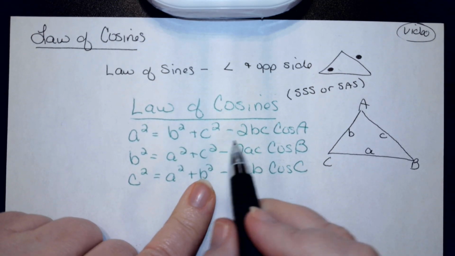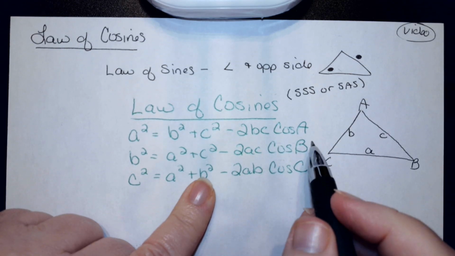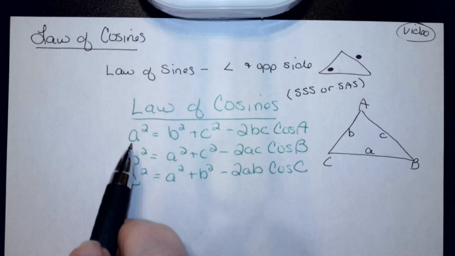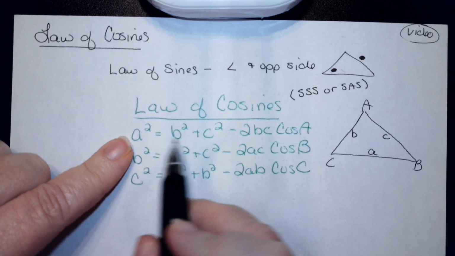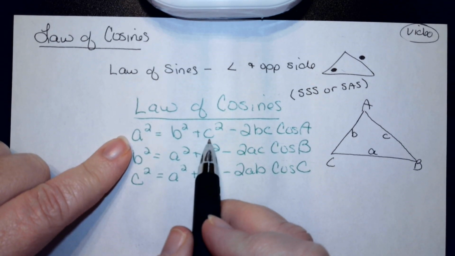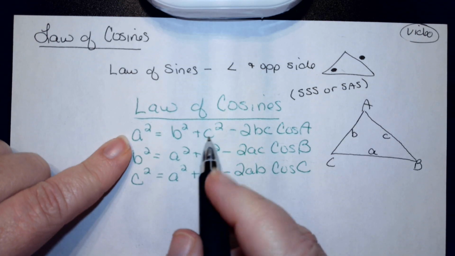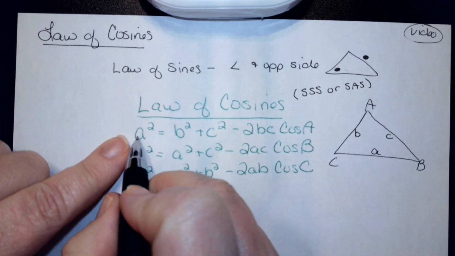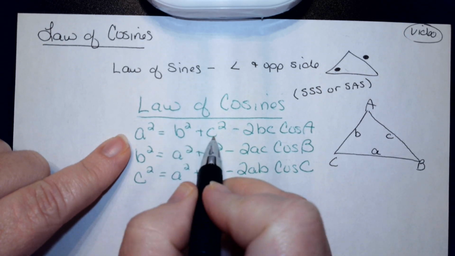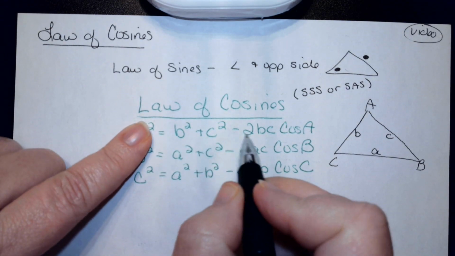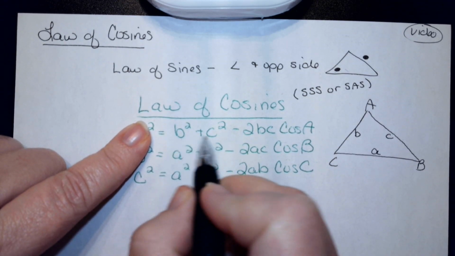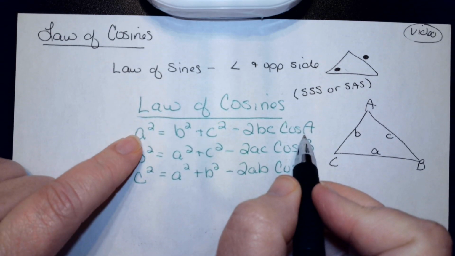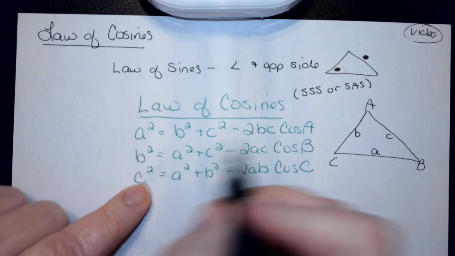But then we've got minus 2bc cosine of A. Let's see if we can figure out this pattern. We've got a on the left side, and on the right side, we've got b and c. Then it says minus 2 times these two, bc, times the cosine of the angle opposite the side you're working with. Same pattern.